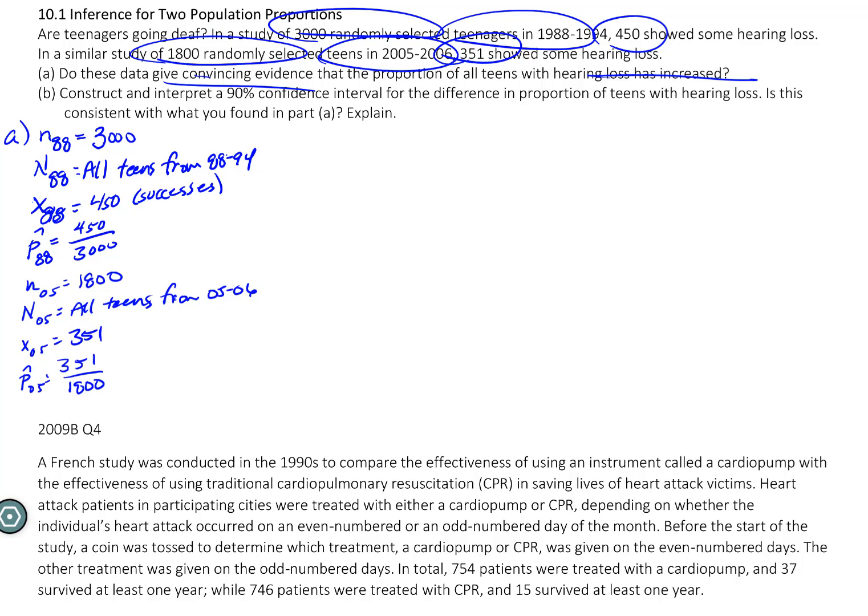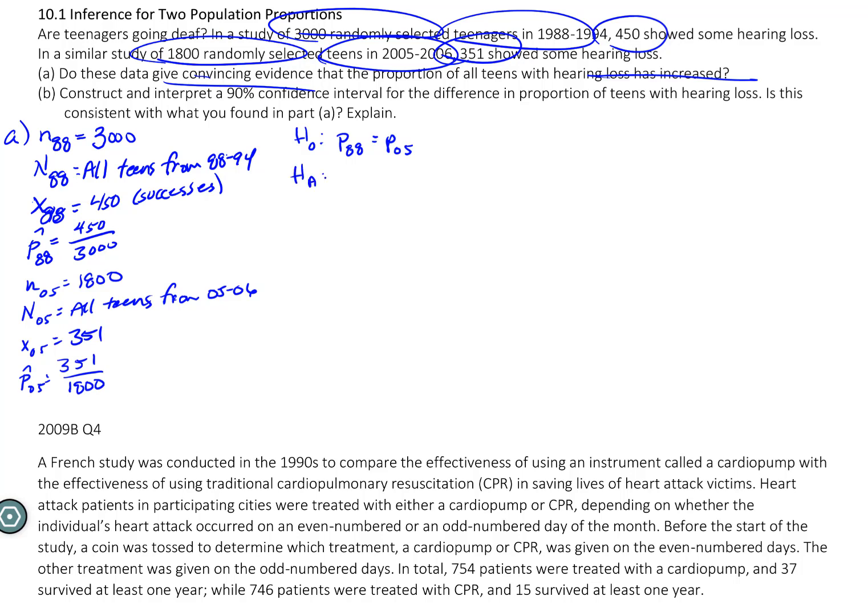All right, so now that we've got all of our given information out, let's go ahead and write out our null and alternate hypothesis. So my null hypothesis is simply that the two proportions are going to be equal to each other. And again, I'm using these subscripts instead of p1 and p2 just to help keep me a little bit more organized. So p sub 88 equals p sub 05.